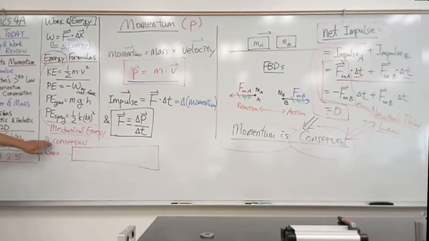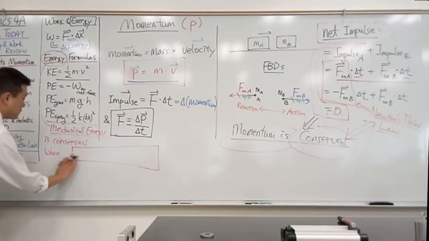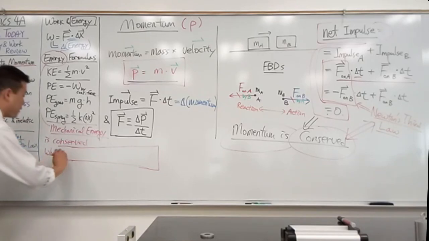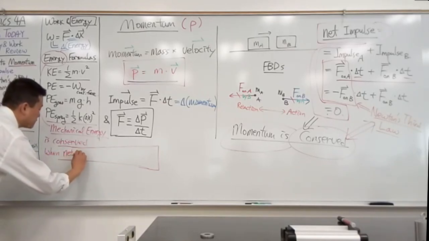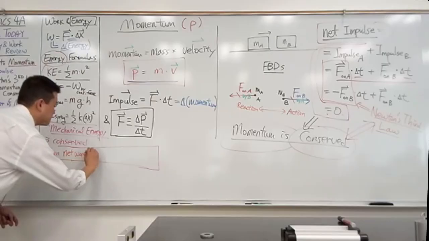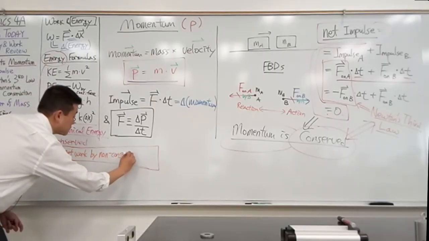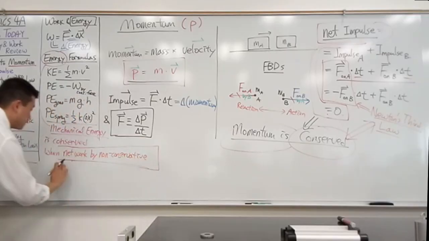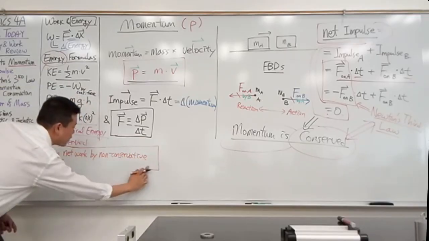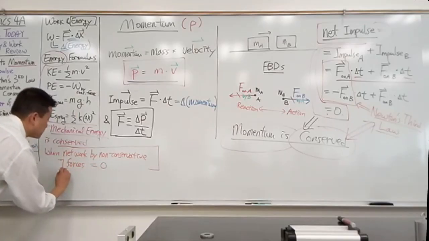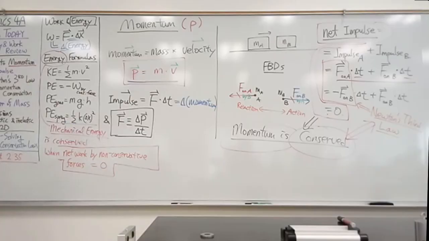We want to say mechanical energy is conserved when, so this is the statement I want to be very careful in stating. So I'm looking at the net work, the total work. When the net work by non-conservative forces, it's going to be longer than I thought. Non-conservative forces is equal to 0. Okay? So this is the condition.